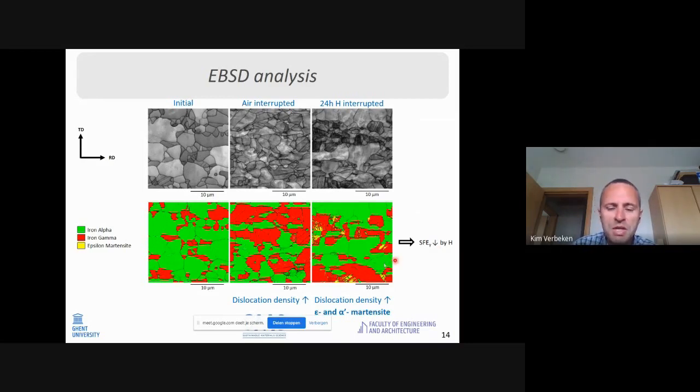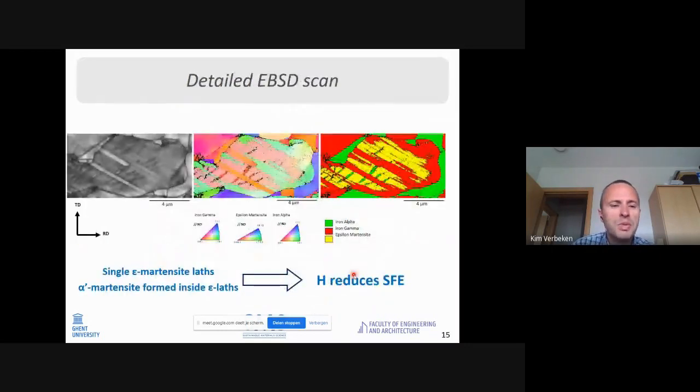Now, maybe you say, okay, this is not so clear, so this is why we went into more detail on a zone like this, and we zoomed in. Here you see this picture with more details, with a smaller step size, so a smaller area was scanned. And then you see inside this grain the different orientations in this inverse pole figure map, and here you see the phase map.